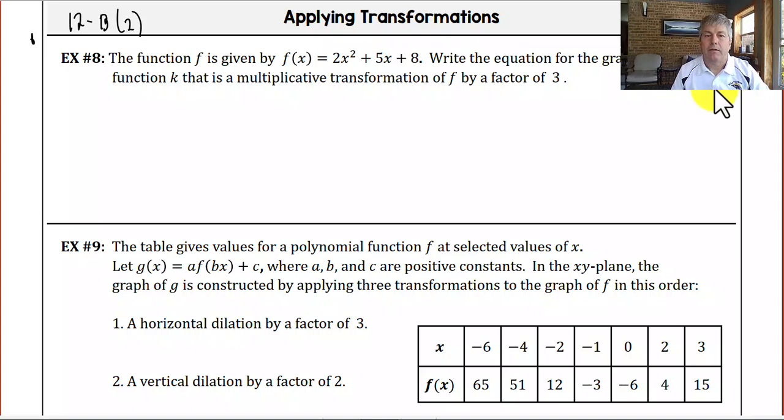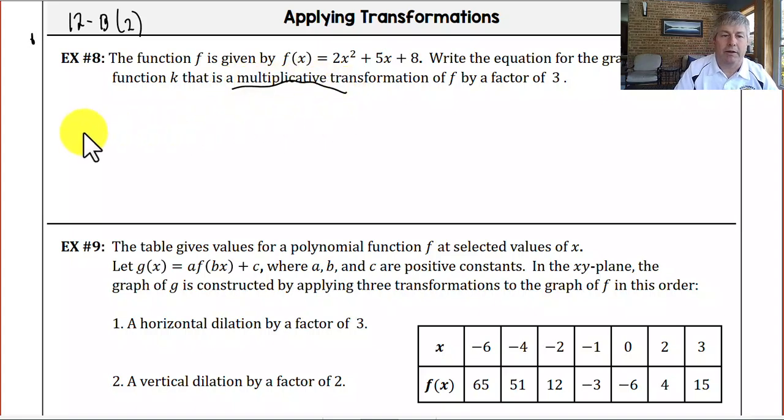Welcome back. The objectives of this video are to do some more samples on applying transformations and another sample of a transformation of a rational function. Here in example 8, we're given a function and we're asked to write the equation for the graph of this function that is a multiplicative transformation by a factor of 3.